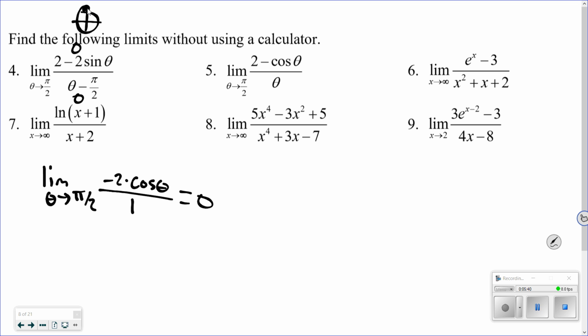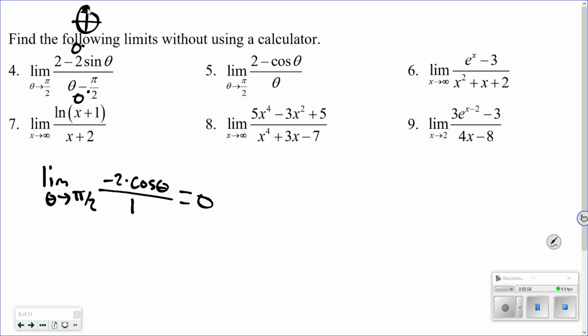All right, so as long as you get 0 over 0, or infinity over infinity, then you can apply L'Hopital's rule. Make sure that's the case. So like on this number 5, you're not going to get 0 over 0. So this would not be a L'Hopital's rule problem. Just do direct substitution and it works.